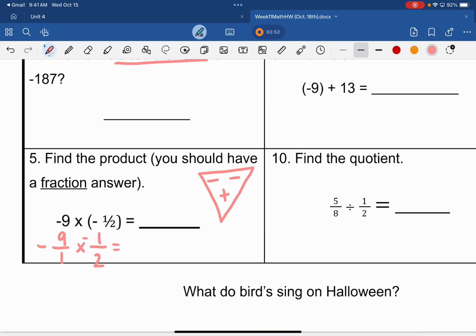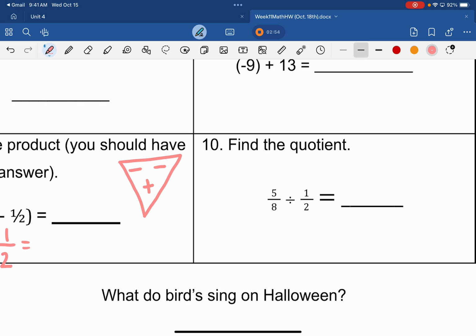All right, we're going to go over to 10. Keep, change, flip it to its reciprocal. Now you can decide how you're simplifying this. If you want to go with that cross multiplication, the 8 and the 2 do share something, so you could simplify right there. If you don't want to, you don't have to.